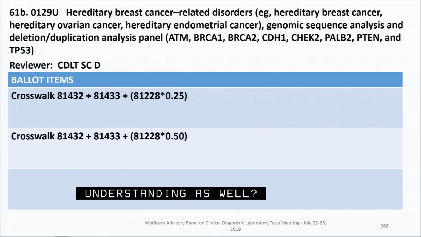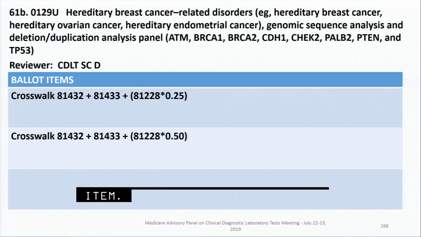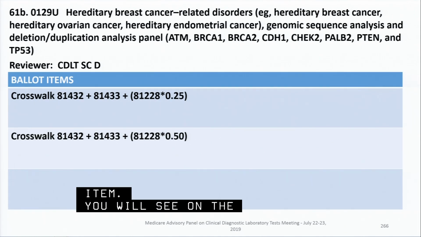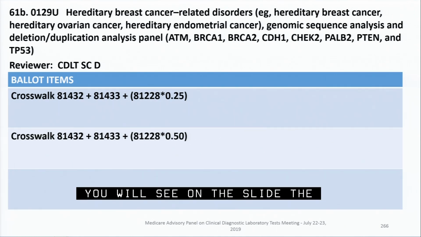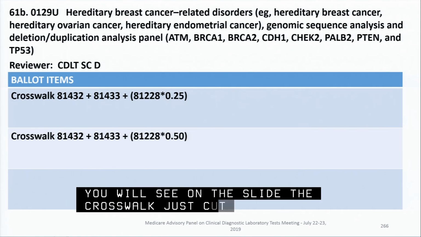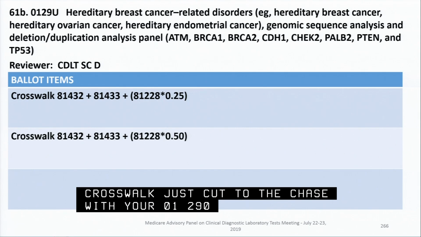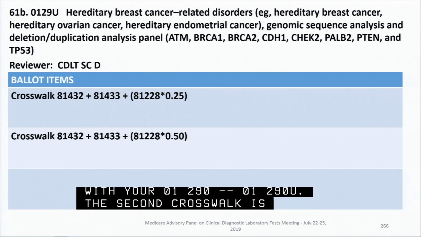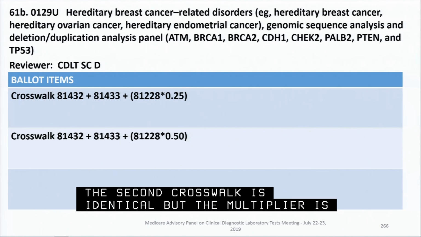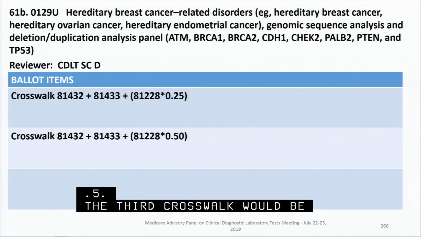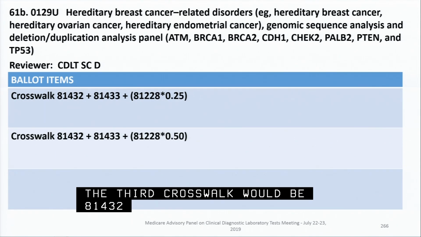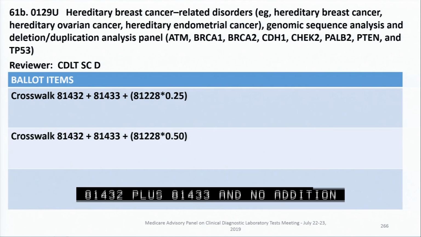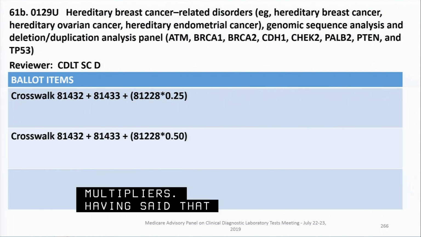So you will see on the slide the crosswalks just discussed. I'm going to cut to the chase for 0129U. It is 81432 plus 81433 plus 81228 times 0.25. The second crosswalk is identical, but the multiplier is 0.5. And then the third crosswalk would be 81432 plus 81433, and no addition of 81228, with the two different multipliers. So having said that, and then gap fill is another option, please submit your votes.